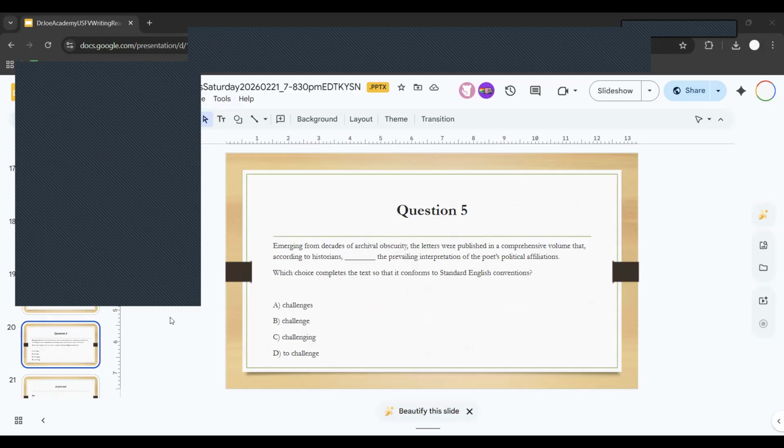Emerging from decades of archival obscurity, the letters were published in a comprehensive volume. Now, according to historians, blank the prevailing interpretation of the poet's political affiliations. Which choice completes the text so that it conforms to the standard English conventions?